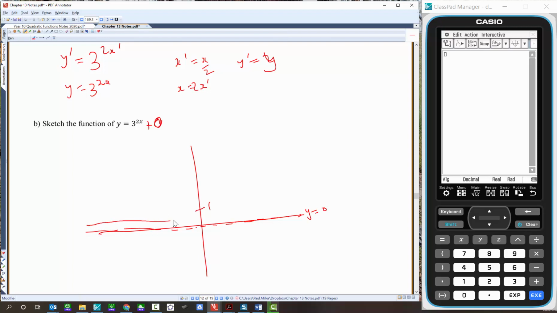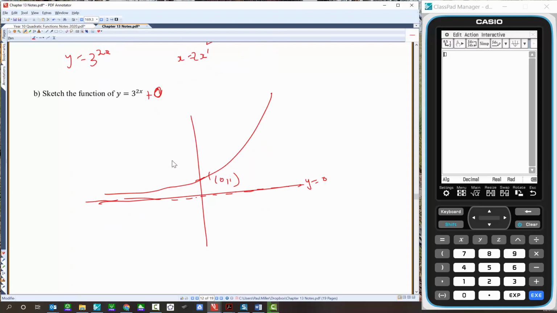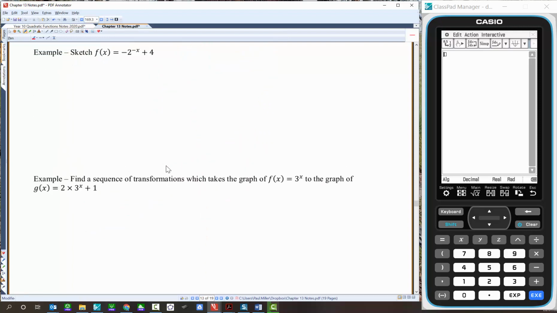And all we have to do now is get something that looks exponential running through that y-intercept. That's probably my best effort. 0, 1. Sketch this thing here. That's probably as hard as it gets.